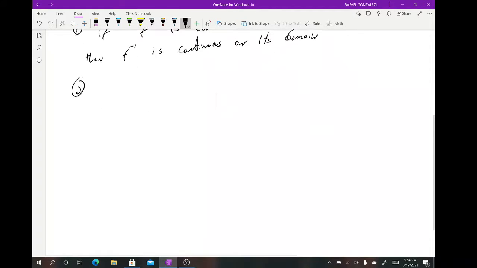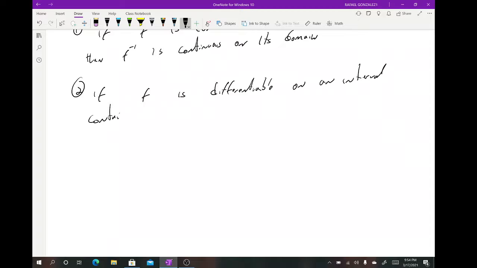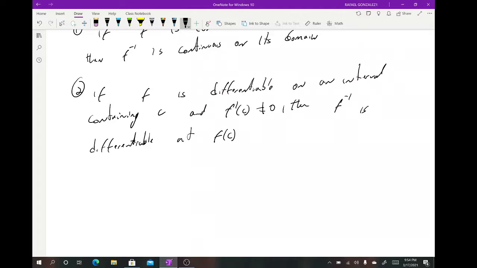And two, if f is differentiable, remember differentiable means that the derivative exists on an interval containing c, where c is a real number, and further, the derivative, when you evaluate it at c, at that real number, is not 0, then f inverse is differentiable at the point f of c, at the output value f of c.